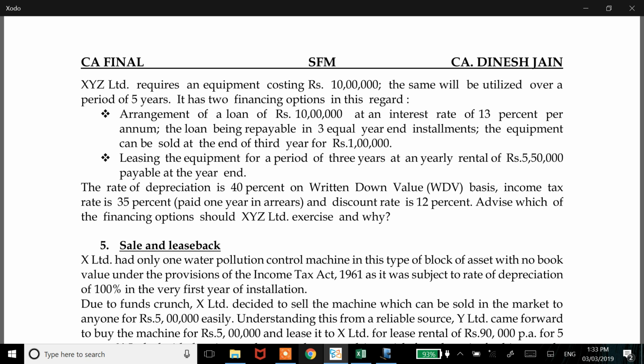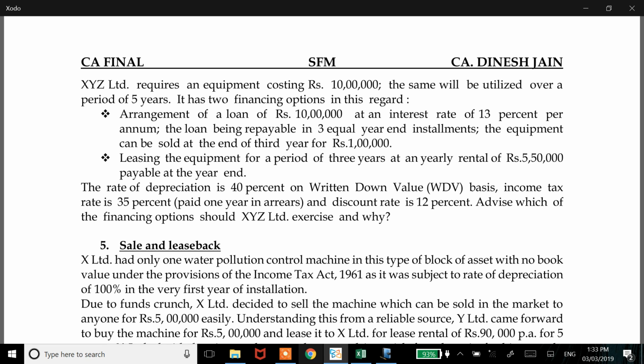Okay, see, the asset is for 10 lakh rupees. It can be utilized for 5 years, but this company wants to utilize it only for 3 years. At the end of third year, it's going to sell the asset. When you go for leasing, you are going for leasing again for 3 years.